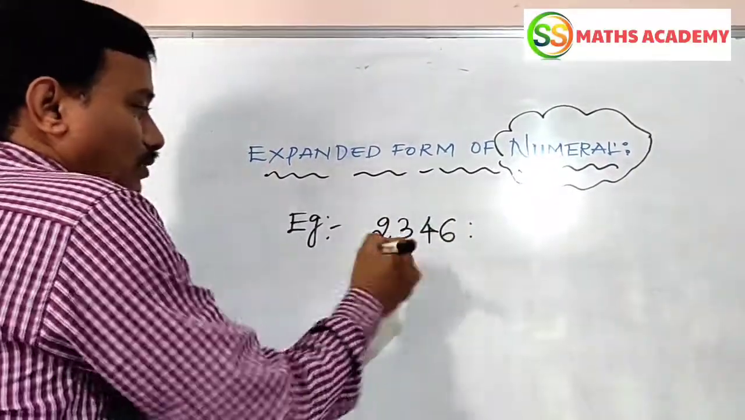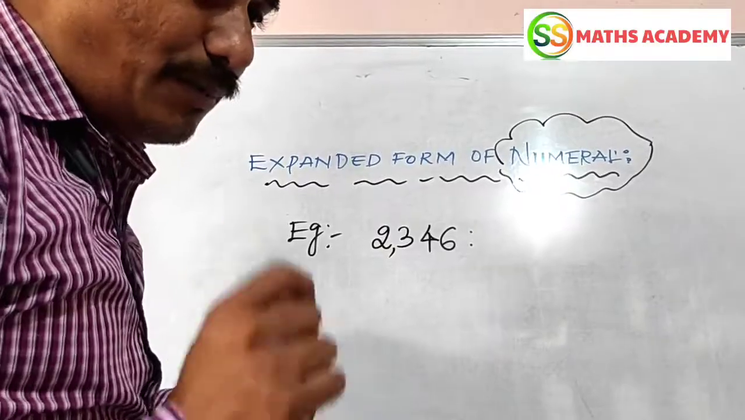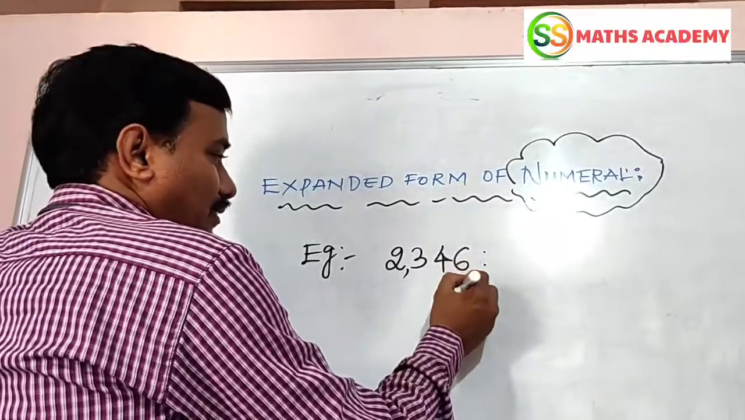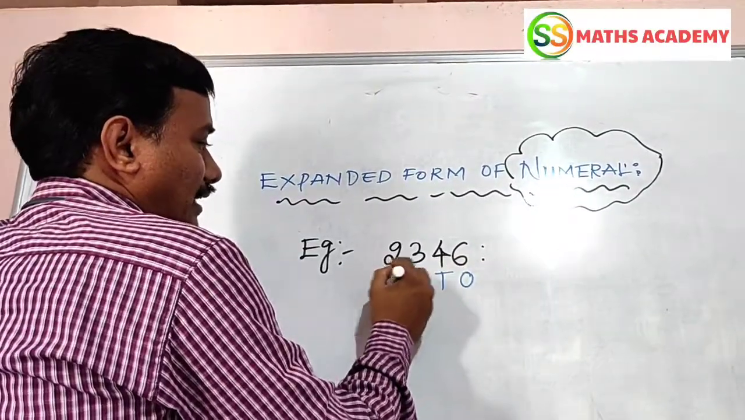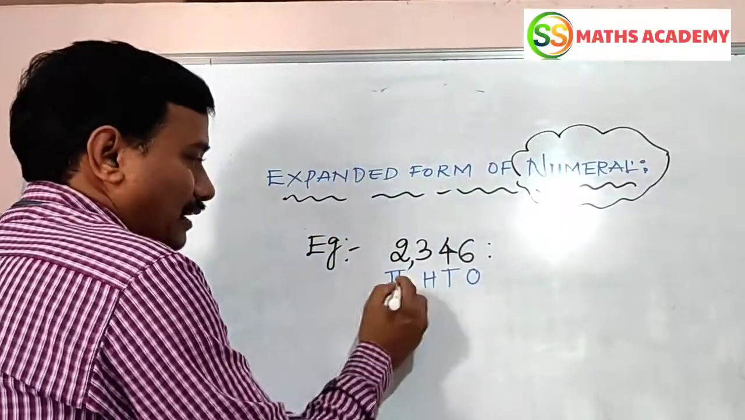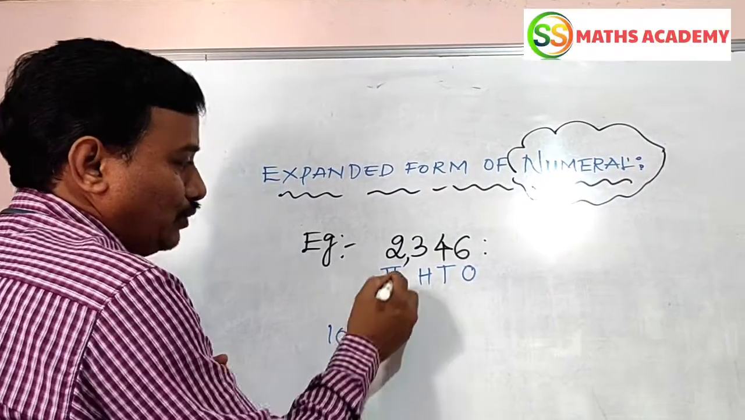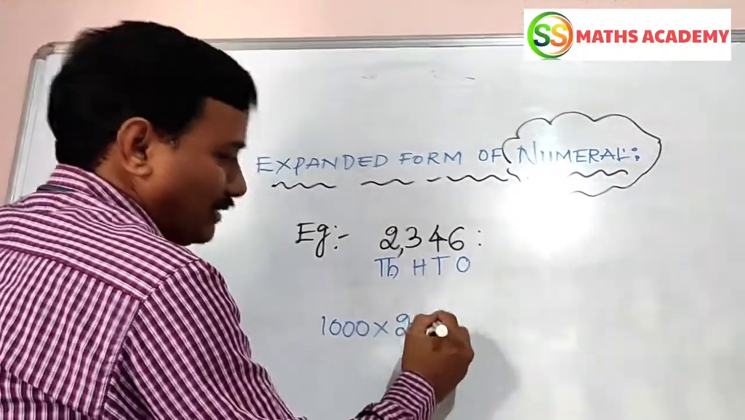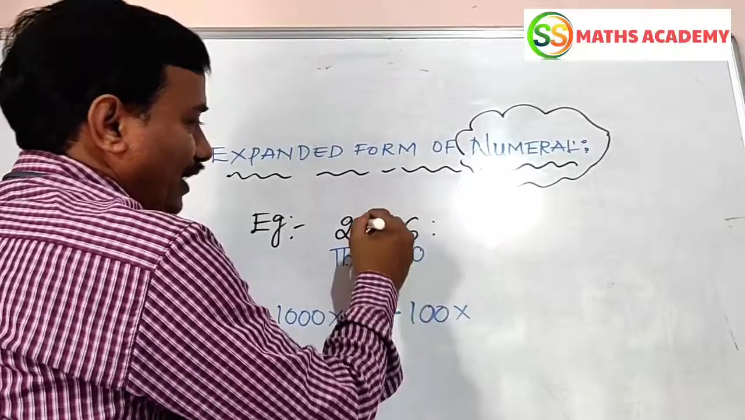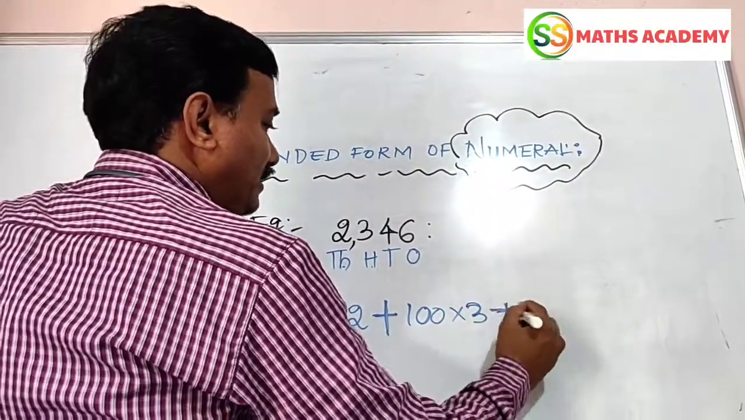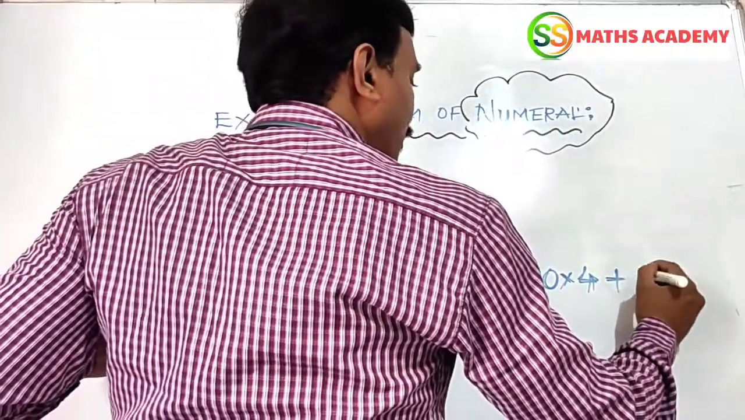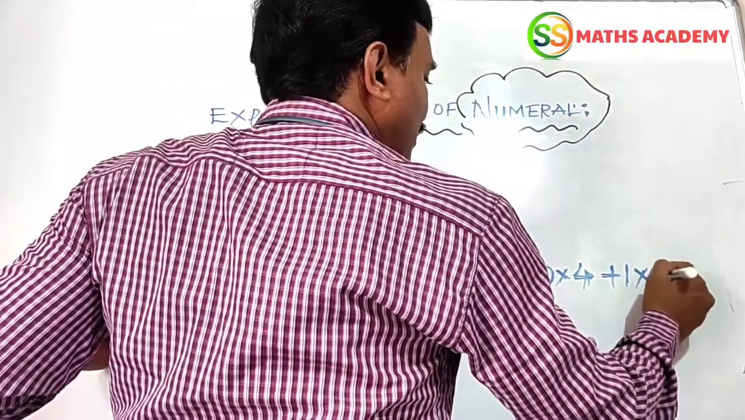2346. What are the place values? Place values of 2, 3, 4, 6. What are the place values, dear children? Ones, tens, hundreds, thousands. As I told you, in this notation, from left to right, you go: thousands into face value 2, plus, using the notation, plus sign, hundreds into face value 3, plus, again plus, tens into 4, again plus, ones into face value 6.